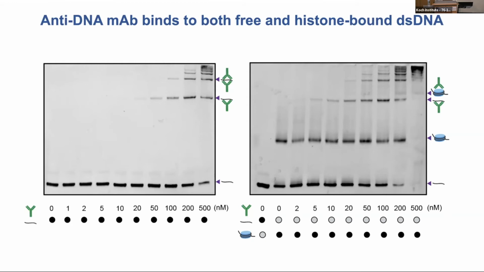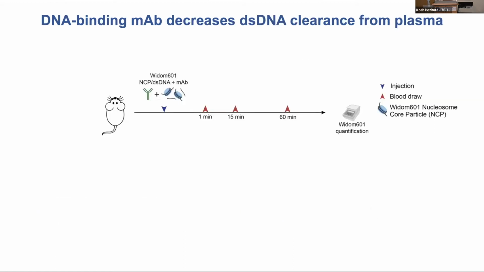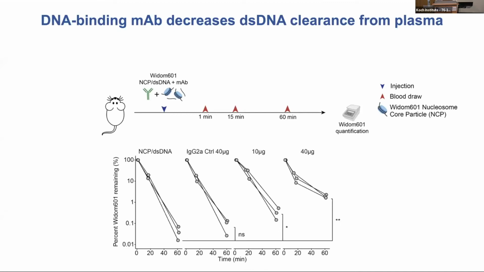The next question was, what does it do to the kinetics of clearance of cell-free DNA? To do this, we did a similar experiment to what Carmen had already described. We injected this antibody with nucleosome-bound and free DNA, took serial blood samples, and quantified the amount of exogenous DNA that we injected. And what we saw, and we were excited by this, is that when you normalize to the 1 minute blood draw, you see significantly decreased clearance of this injected DNA compared to an isotype control, as well as to just the injection of DNA alone.